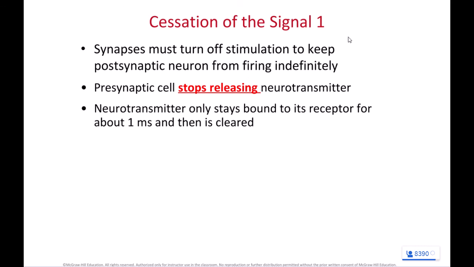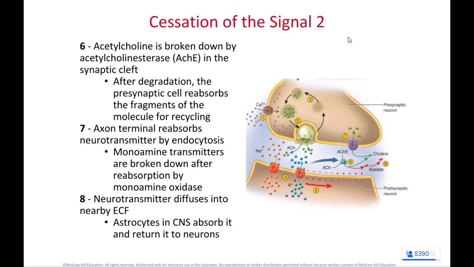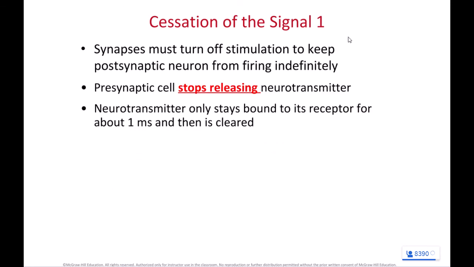It could diffuse out of the synapse. It can just float away. If the neurotransmitter diffuses away from the synapse, it's no longer going to be able to activate an action potential on the postsynaptic membrane. The second thing that could happen is the neurotransmitter could be digested or destroyed by an enzyme present in the synapse designed to get rid of the neurotransmitter.